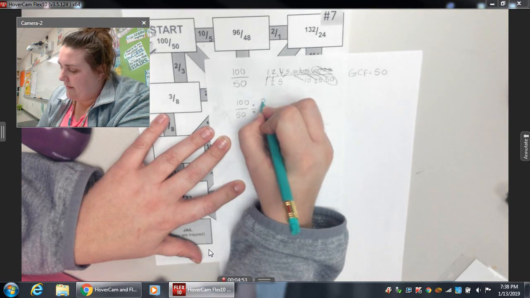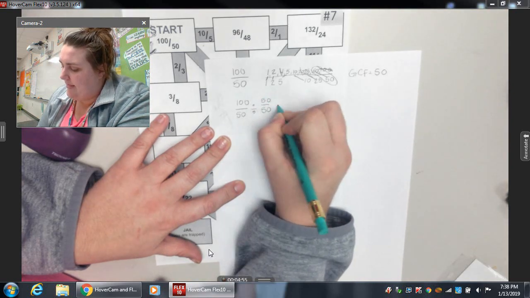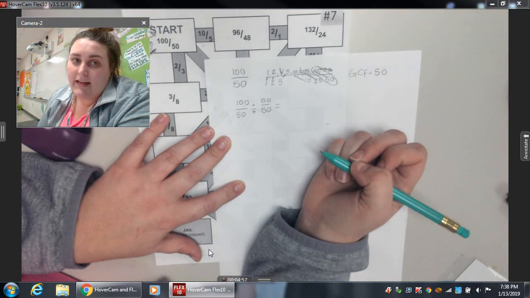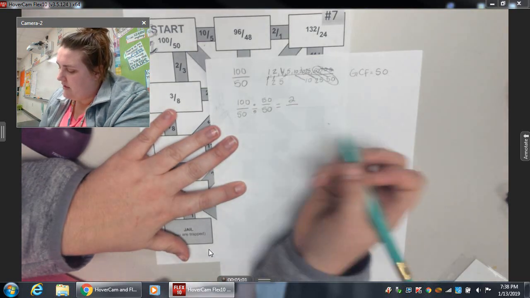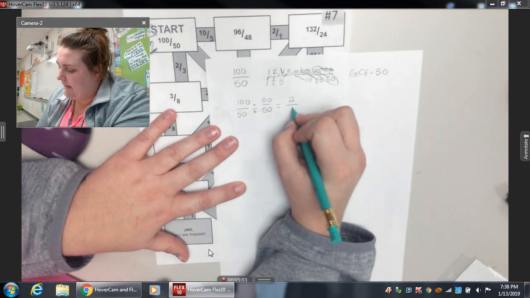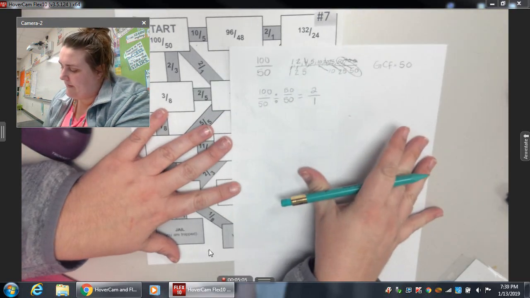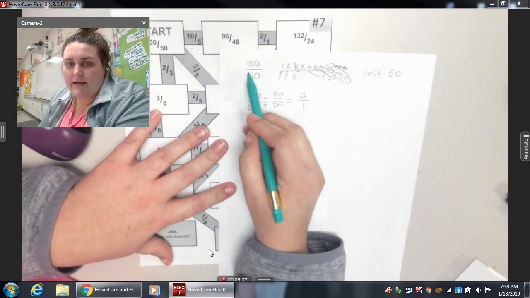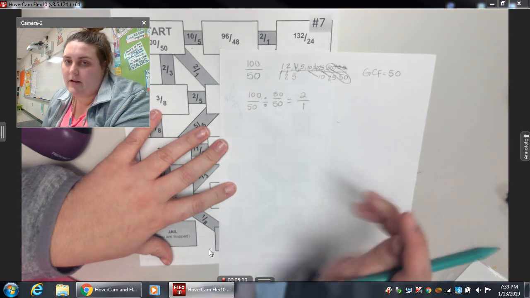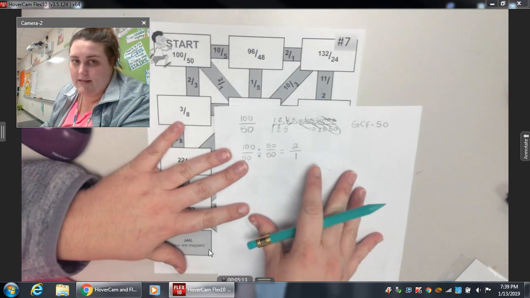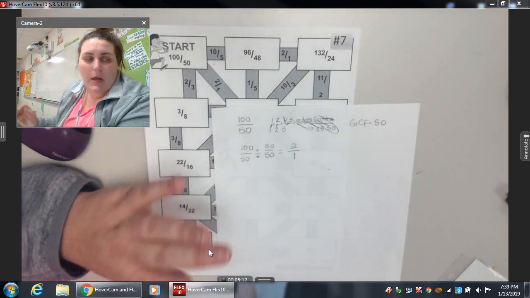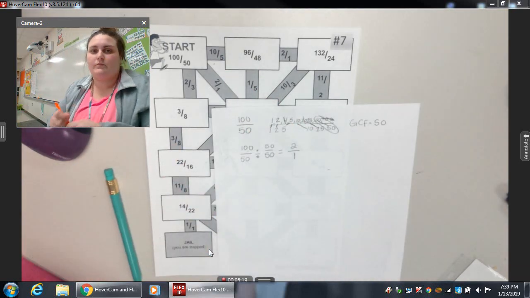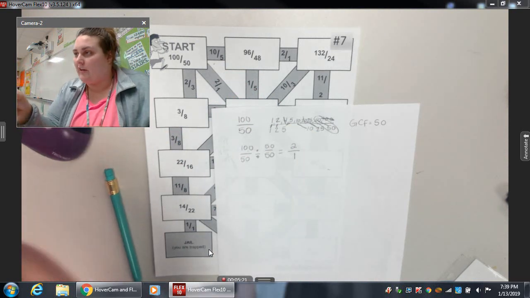Make a whole number out of it, and then divide. 100 divided by 50 is 2. 50 divided by 50 is 1. So I got that 100 over 50 reduces down to 2 over 1. Let's see, is that an answer choice? 10 over 5, 2 over 1, 2/3. Bam! It is.